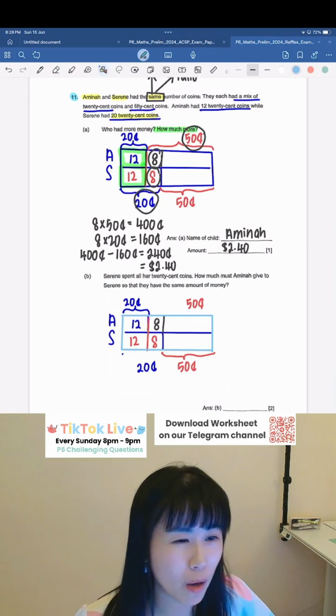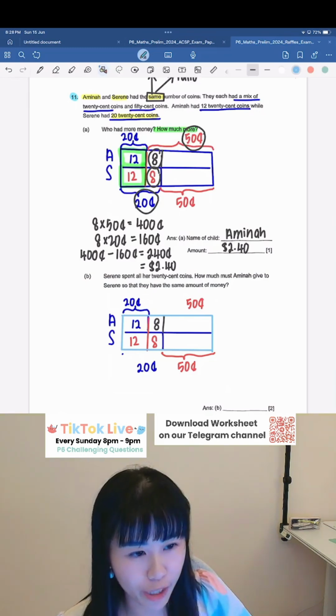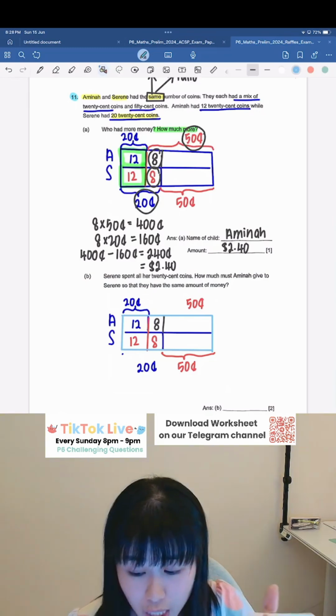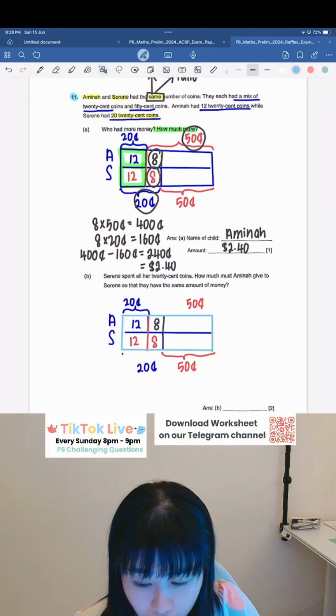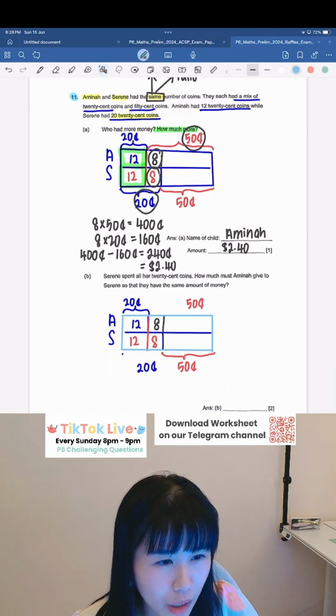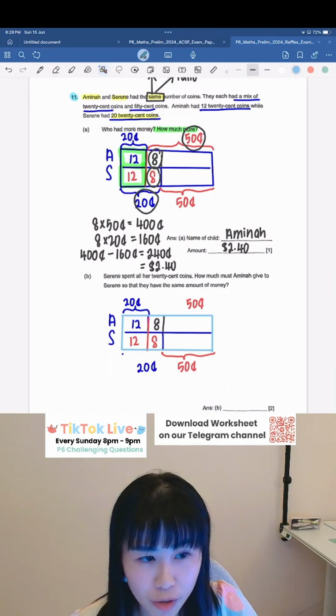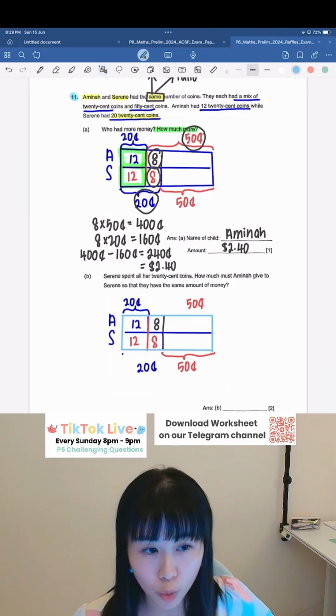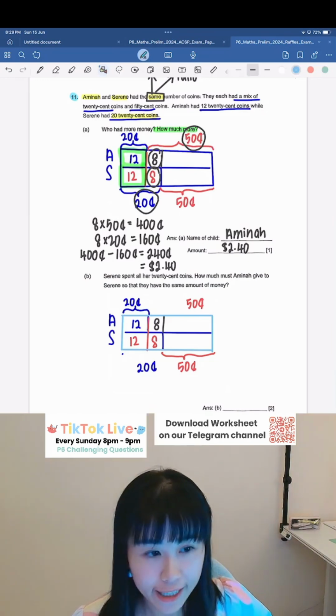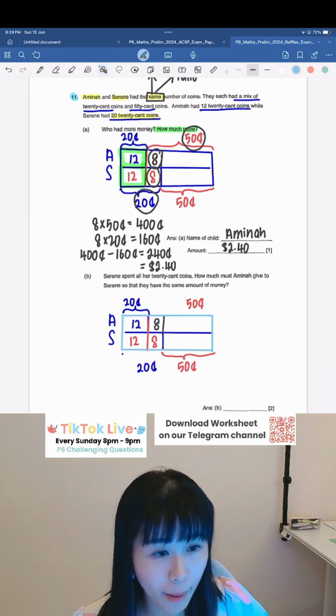Is this the amount of Amina minus the amount of Serene, then you divide? It is, okay, divide, yes. Okay. Amount of Amina minus amount of Serene, that one I'm not too sure. I'm not too sure about your approach, so we'll have to see your answer. Yeah, this is booklet 2, paper 2, question 11.